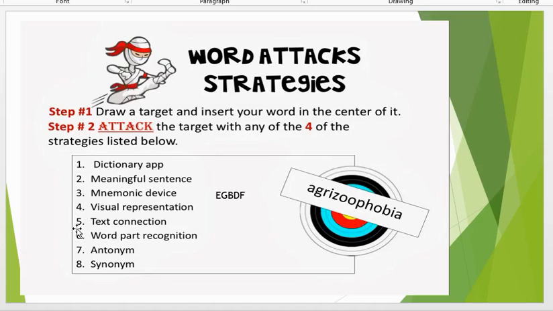The fifth one is text connection. Can you make a connection in a text somewhere with this word? Maybe, maybe not. Sometimes you have to go on a hunt.